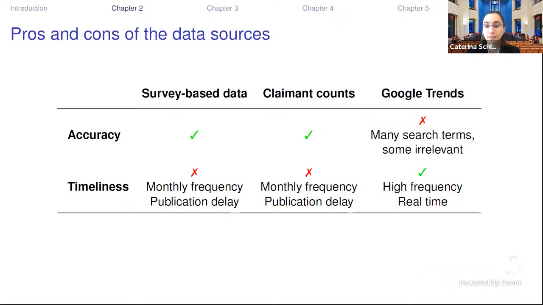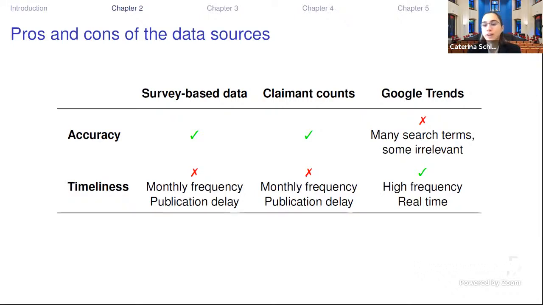But they are available at a monthly frequency, and they are subject to a 1 month publication delay, which means that we do not have this data for November in November.